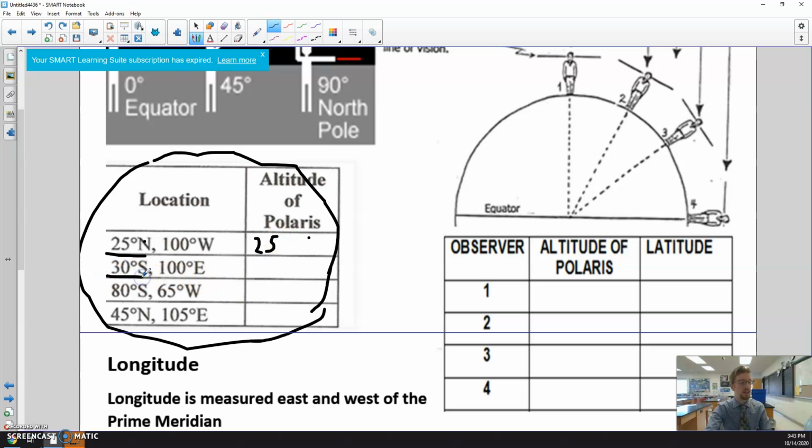If my latitude is 30 south, I actually cannot see Polaris because Polaris is the North Star. It's above the North Pole. But if I'm down here in the southern part of the world, can't see it. Can't see it. So try those next two.